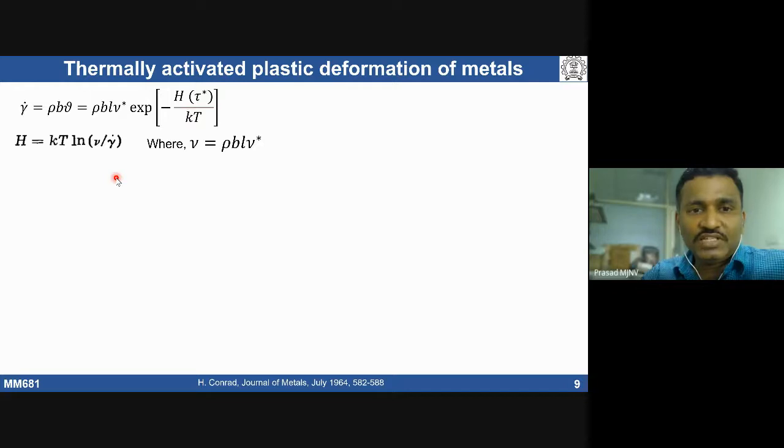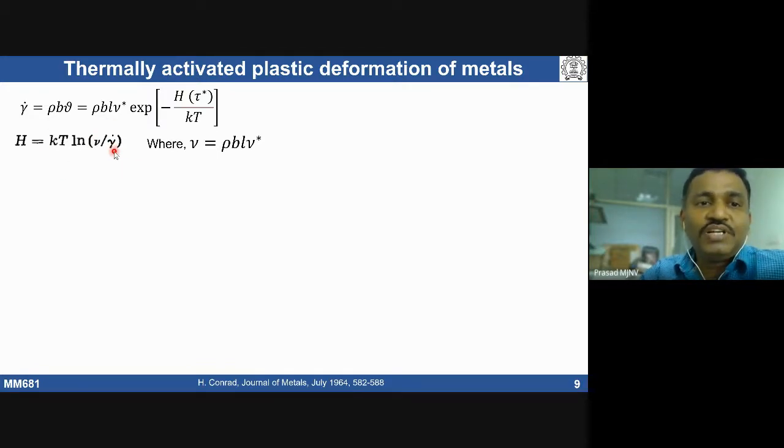This is simple: just use a logarithm on both sides and move terms to the other side so that I get H. I want to have H. How is H going to change? Remember that there is a minus, so it's going to be ln of 1 by strain rate.